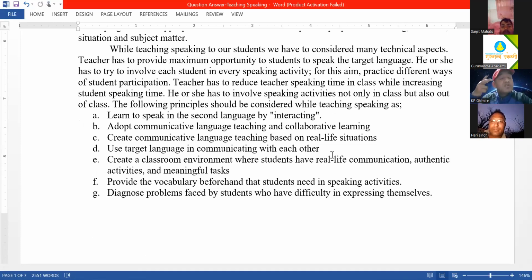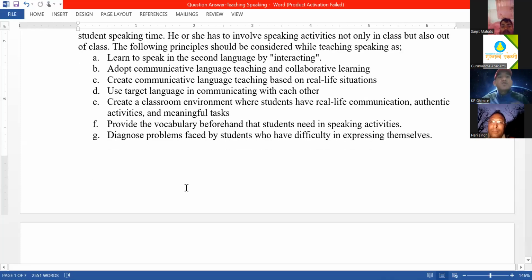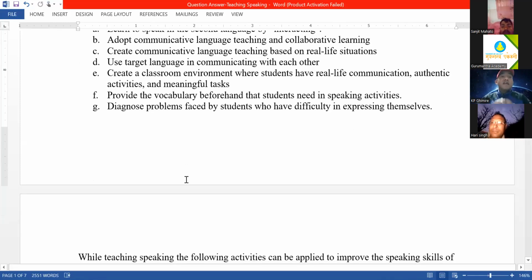Here, target language has two meanings. One target language is the English language, but target language also means what sort of language functions we are using, what language structure or grammatical structure, or what language item the teacher is going to help with. So the teacher has to be much oriented on those areas. The teacher has to create real-life environments, or the conversation should be in a real-life context. Authentic activities and meaningful tasks should be connected. Similarly, the teacher has to provide vocabulary beforehand so students can use it and speak.